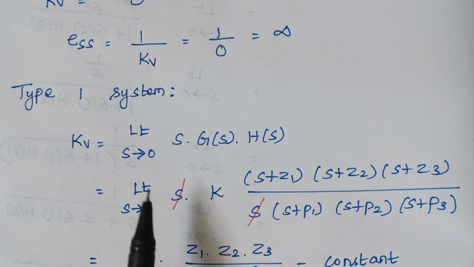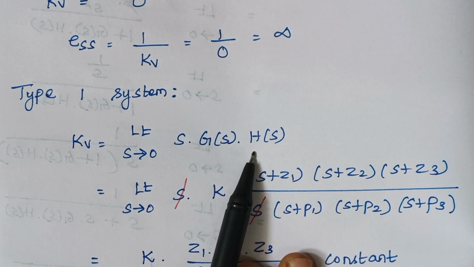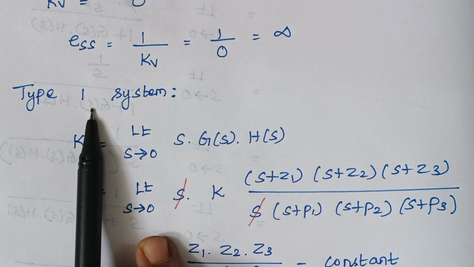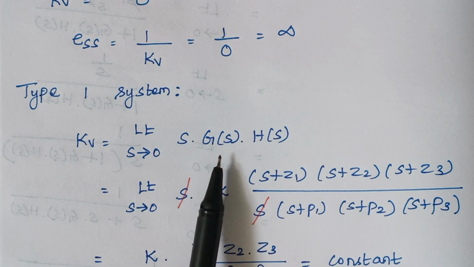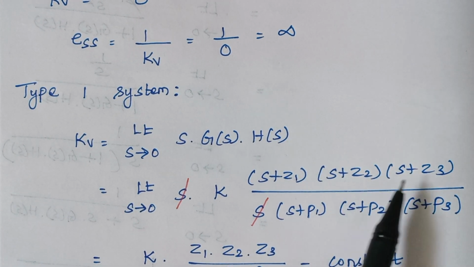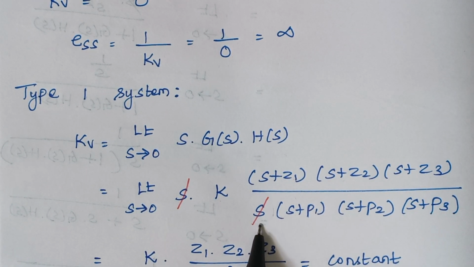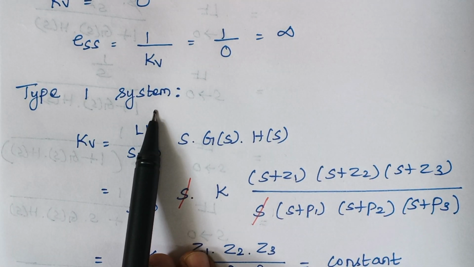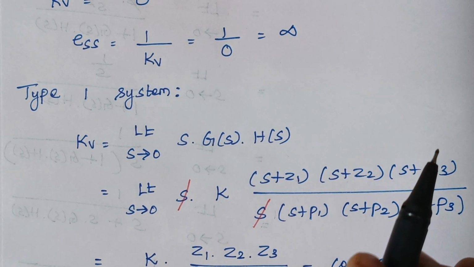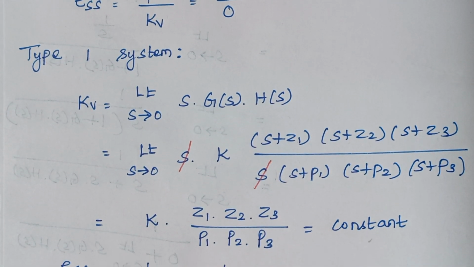So for type 1 system, the formula as such, that is limit s tends to 0, s into G of s, H of s. And again, this is type 1 system, right? So the denominator term should have one individual s term. So while representing G of s into H of s, you have K into (s plus z1)(s plus z2)(s plus z3) divided by, here I am having an s, and this s represents the type 1 system, right? So s into (s plus p1)(s plus p2)(s plus p3). Here these two s terms cancel each other and finally we are having an expression like this, right?